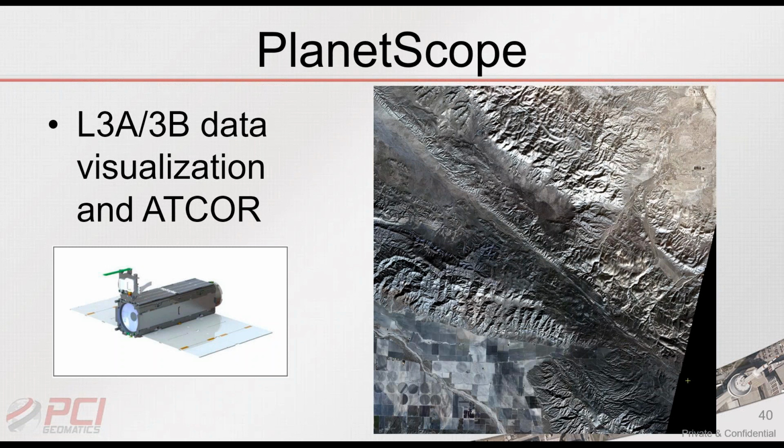The data is already orthorectified, so in this case, the support we have for the product is the visualization, but also atmospheric correction. So there is some value add that we're offering within Geomatica 2017. A bit about the sensor itself. It's roughly 3.7 meter ground sample distance, so 3 to 4 meter resolution, and it's a 4-band sensor, so very useful and beautiful quality images, as you can see.